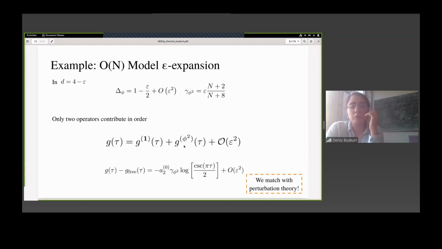So to compute the correlator at order epsilon, we also need to include the contribution of the phi squared. And here, just to give you a little flavor, the free correlator is the one that I gave you for GFF, evaluated at the correct scaling dimension given here. And then the rest of the correlator that's coming from the phi squared is this log contribution here. Once we compute this, we can, of course, do the perturbation theory independently and check that indeed this is the result.